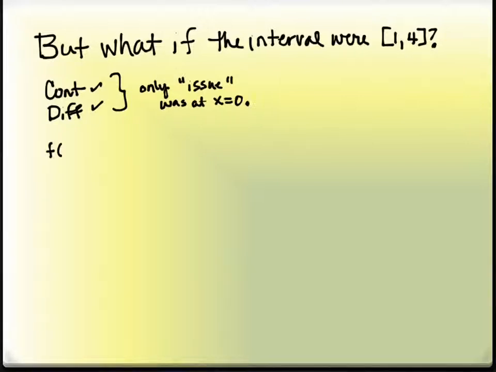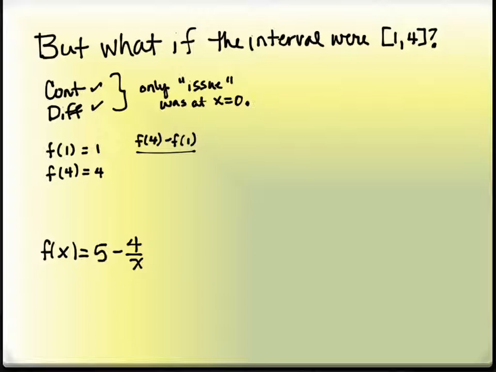I need to find f of 1, and I need to find f of 4. I didn't rewrite the equation on this slide, but let me do that real quick. So my function f of x is 5 minus 4 over x. All right, so what is f of 1? It is 1. And what is f of 4? So if I were now finding the slope, we'll do 4 first, f of 4 minus f of 1 over 4 minus 1.